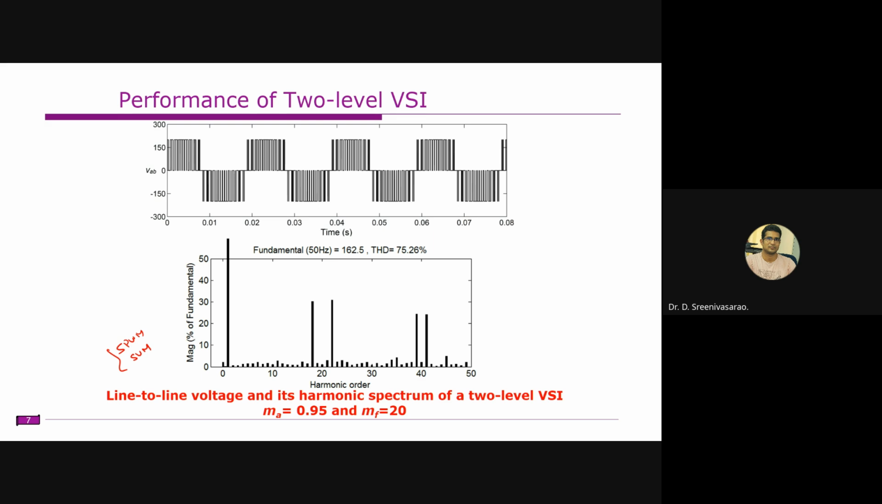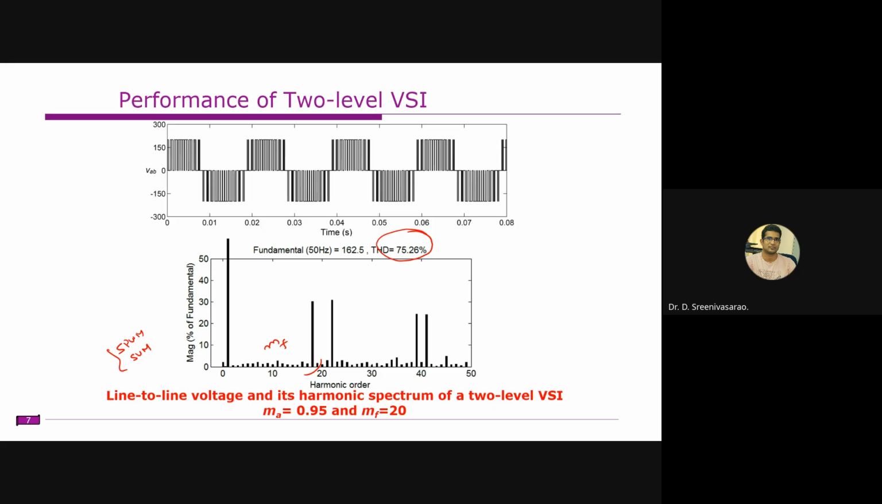If you are using the conventional, in other words sinusoidal, PWM technique, you can see a huge value of THD here, and also we have some sideband harmonics, which are centered around the frequency modulation index (MF).